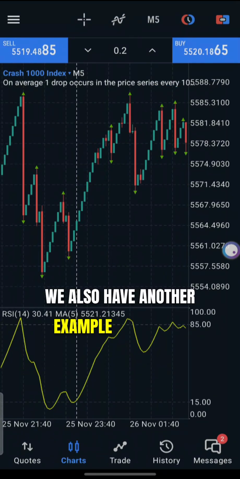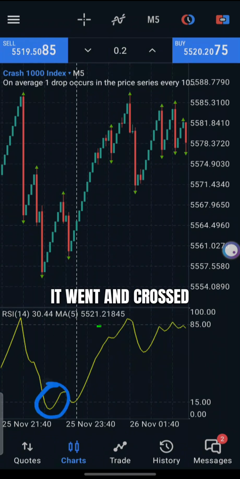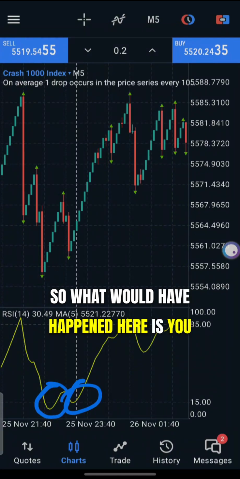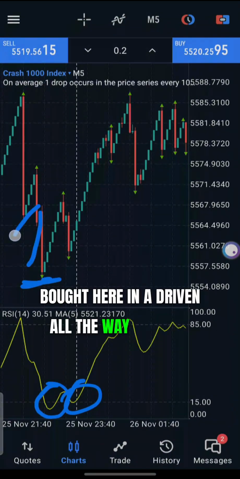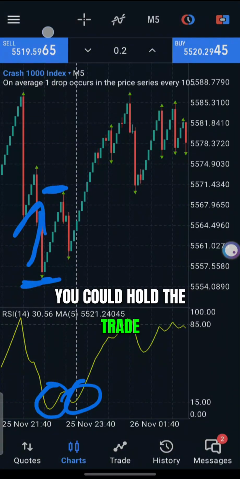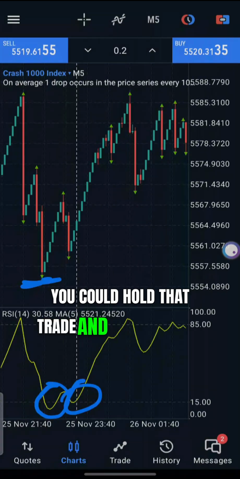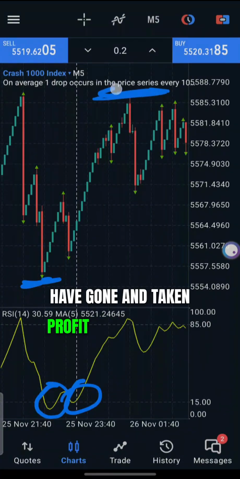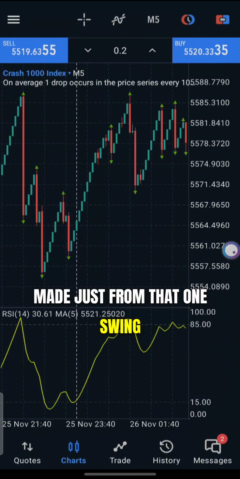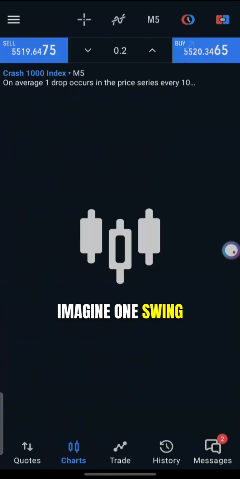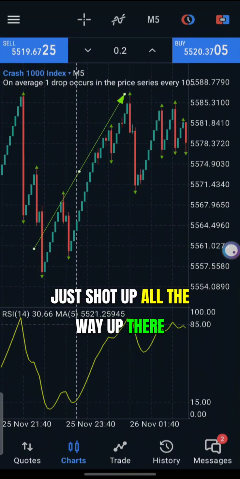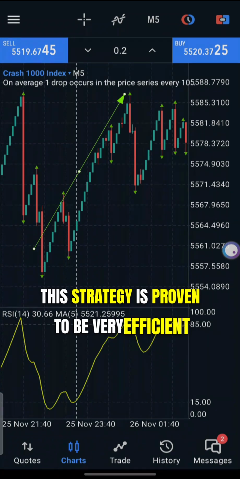We also have another example right here. It crossed right there. It actually crossed twice. So what would have happened here is you would have bought here and it would have gone all the way up there, and you could have taken profit there, or you could hold the trade and take profit all the way up there. Just imagine how much money you'd have made from that one swing. It just shot all the way up there.